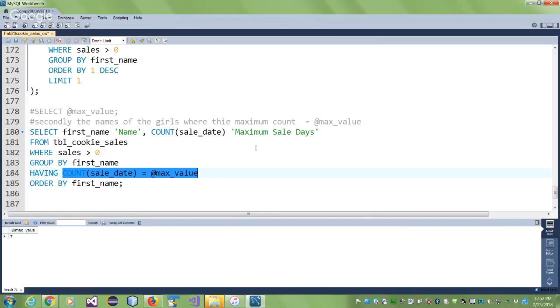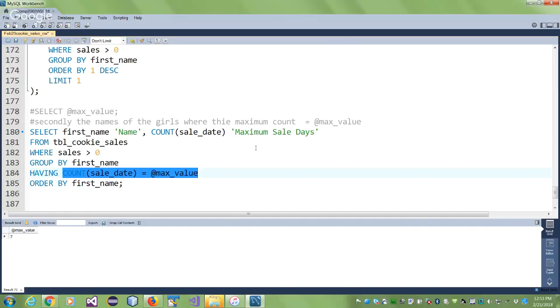So I've added a condition. Having is to group as where is to from. Keep that in mind. So I can't repeat the word where again. So they've replaced it by the word having. So you're saying group them up by first name. That's the grouping. In each of this grouping, this girl has a name and has a count. The main purpose of the grouping is for counting. Now, if the count of this group is equal to the maximum sale, spit it out. Spit out the name, spit out the count.